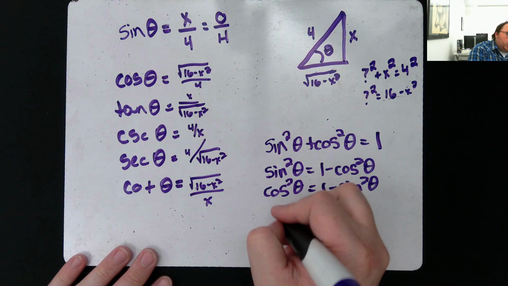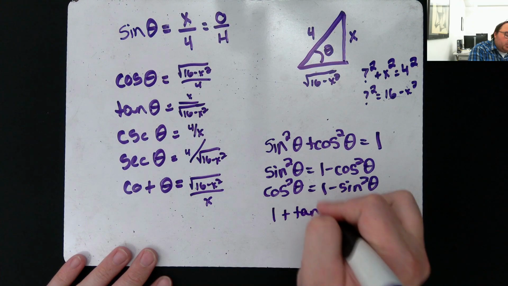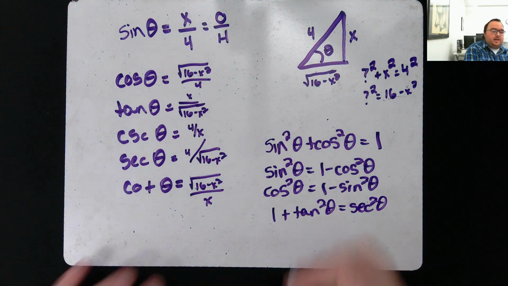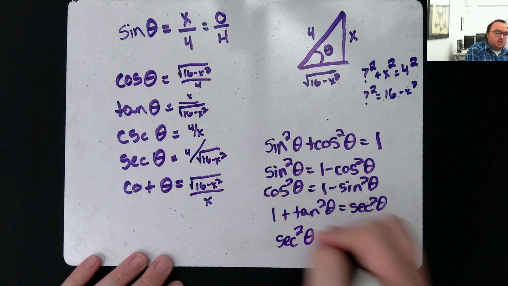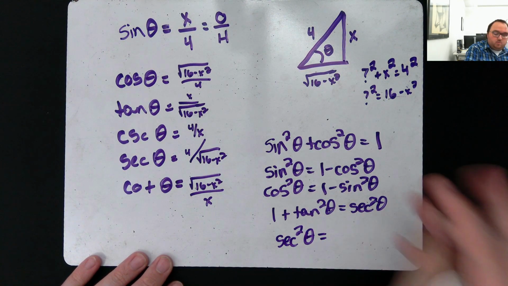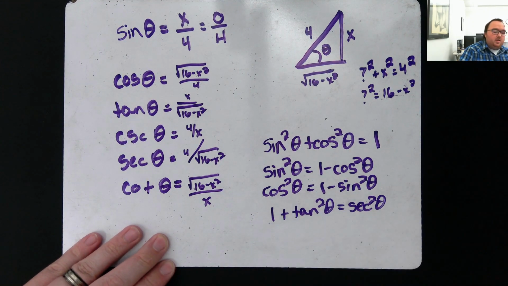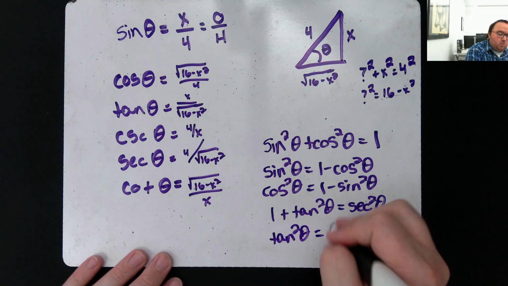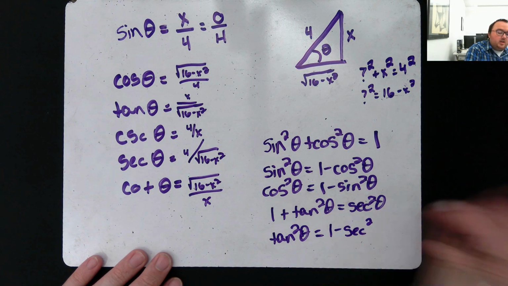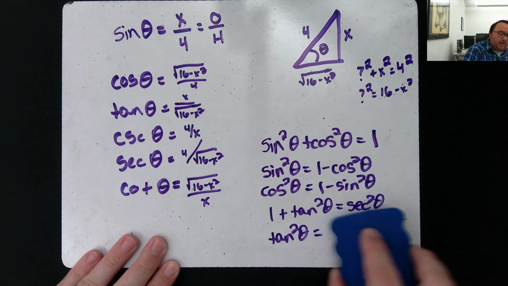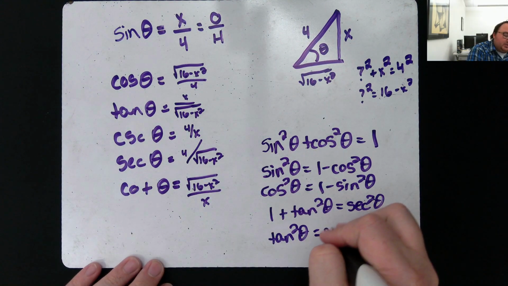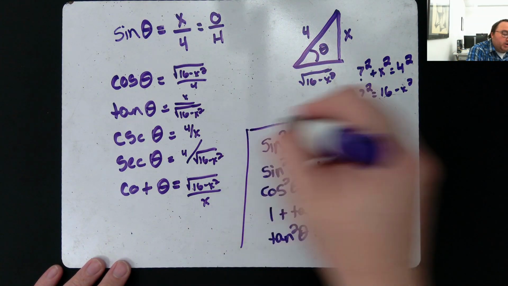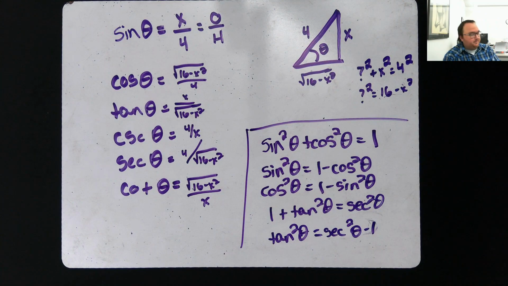We also have the trig rule that 1 plus tangent squared theta is equal to secant squared theta, which means secant squared theta is going to be equal to, secant squared we already did. Tangent squared theta is going to be equal to secant squared minus 1. Bring the 1 over there. Secant squared minus 1. So these are going to be some trig rules we're going to use throughout today's class.